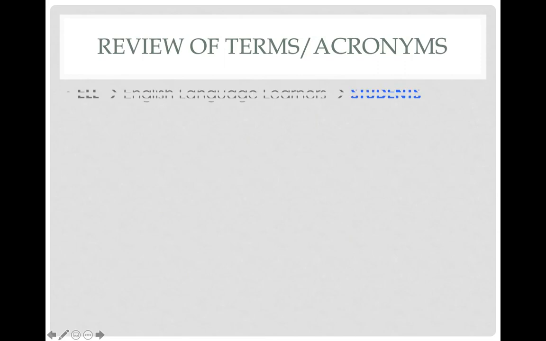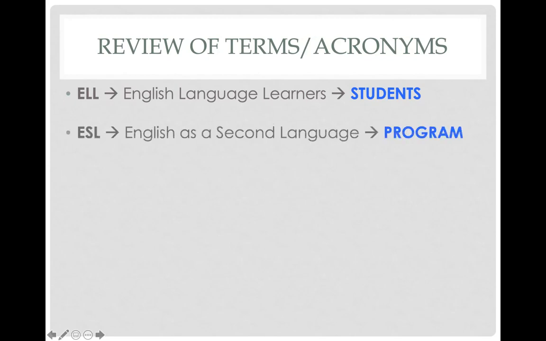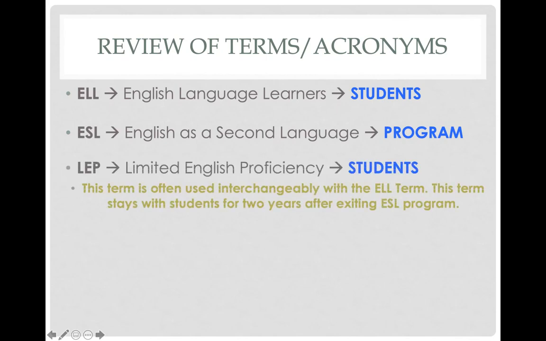We'll begin with the term ELL. This stands for English Language Learner and refers to the students who are enrolled in the district's ESL program. ESL is English as a Second Language and refers to the district's program. LEP is Limited English Proficiency, and this also refers to the students. This term is often used interchangeably with the ELL term, and it stays with students for 2 years after exiting the program.